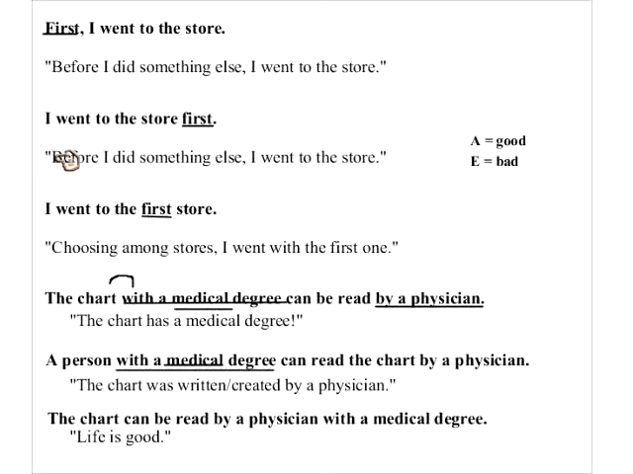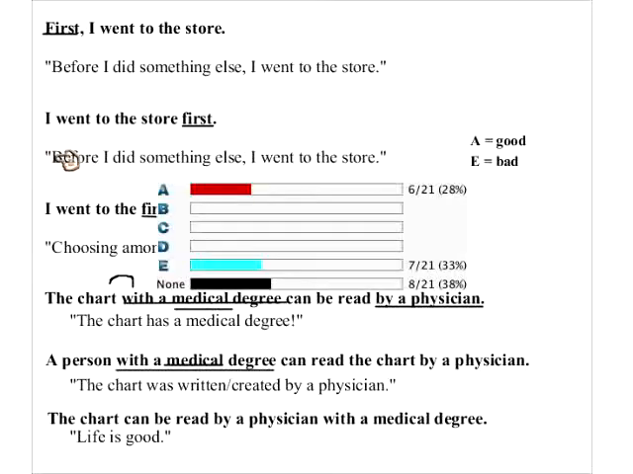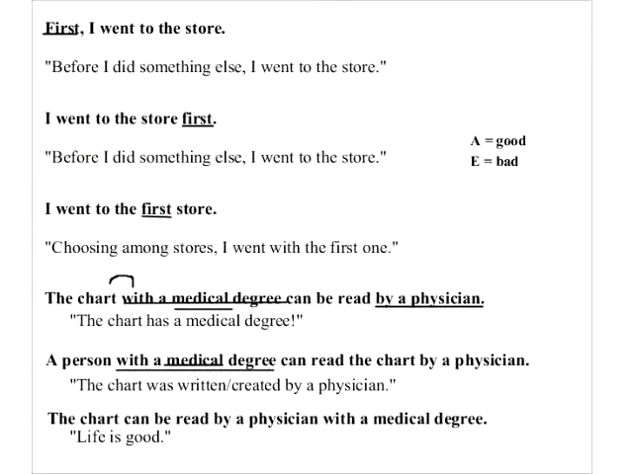So let's see. We've got, yeah, a pretty even split. Look at that. Half and half for A and E. So we have 2 modifiers yet again. A person with a medical degree. Well, with a medical degree is modifying person. And this says, can read the chart by a physician. This does not actually make a whole lot of sense.